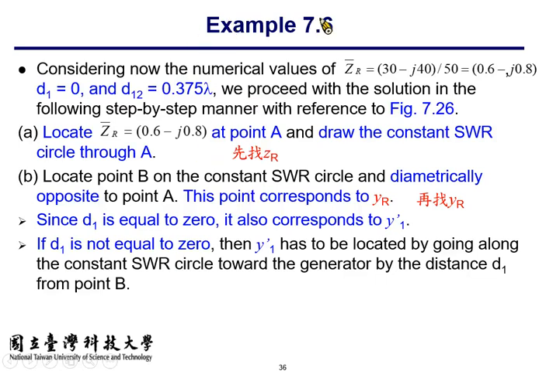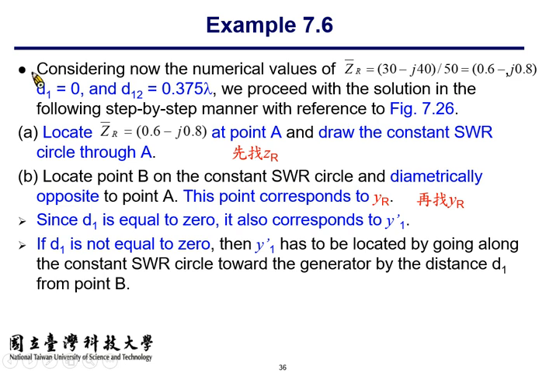Okay, for example 7.6, the double stub matching. Consider now the load is 30 minus j40. After normalization, it equals 0.6 minus j0.8. That's the normalized impedance.